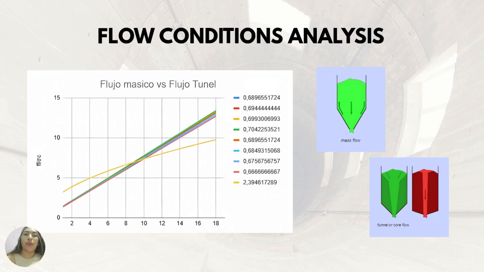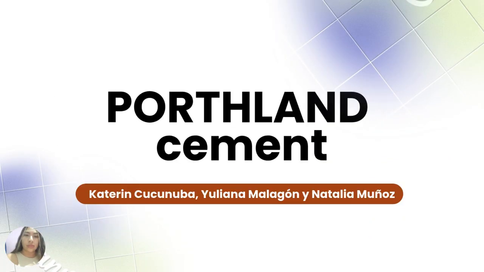Furthermore, mass flow is absolutely necessary for three fundamental reasons. First, the extreme cohesiveness of the cement. Second, its hygroscopicity. And third, the homogeneity of the product.